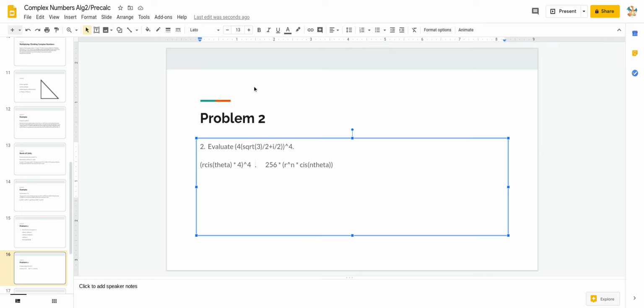Okay, so someone asked why is it r to the power n? Basically we talked about how any complex number can be expressed as cosine theta plus i sine theta. So if we express it as cis theta, which is the same thing as cosine theta plus i sine theta, times 4, because we have a 4 right here, and we're taking that to the power 4. If you expand this, you're going to get r to the power 4. Oh wait, I should have written 4 here. Yeah, that's my fault. My bad. 256 times r to the 4 times cis 4 theta. Now does it make more sense?